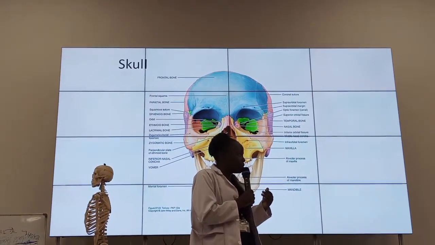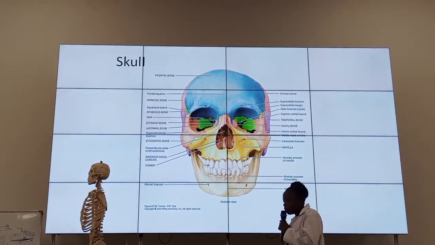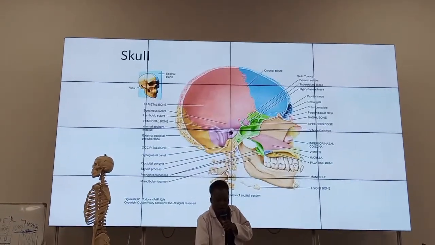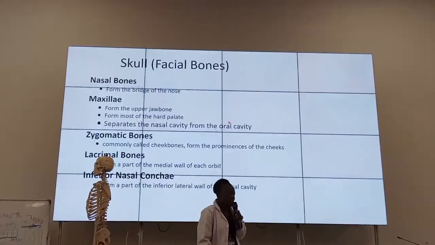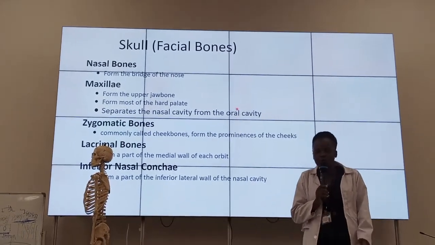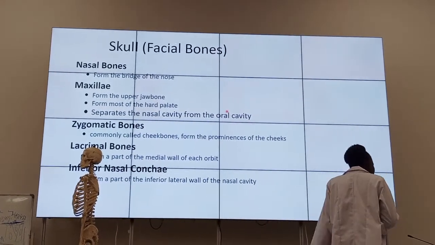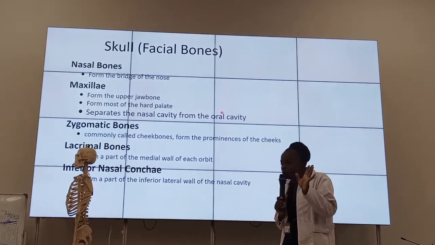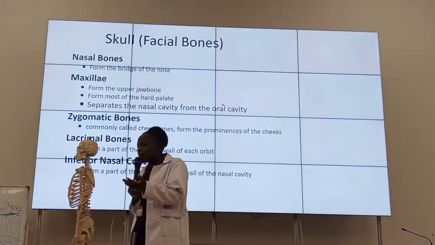Is that clear? Good. The next facial bones that I'm going to talk about are the inferior nasal conchae. My professor used to call them conchae. Okay? Inferior nasal conchae. Okay? One is called a concha, depending on who taught you. Right? And several are called conchae. Is that clear?